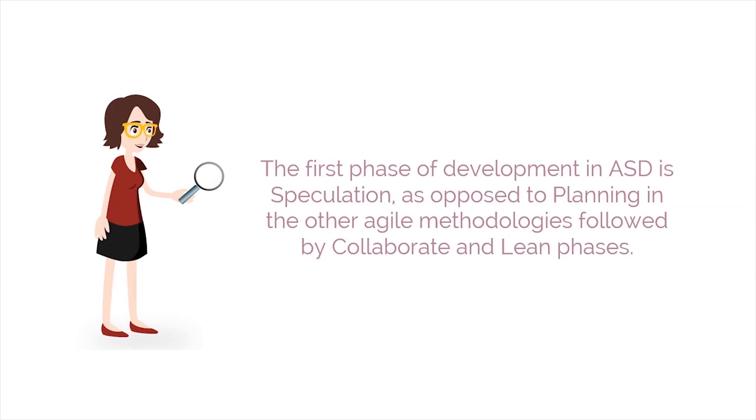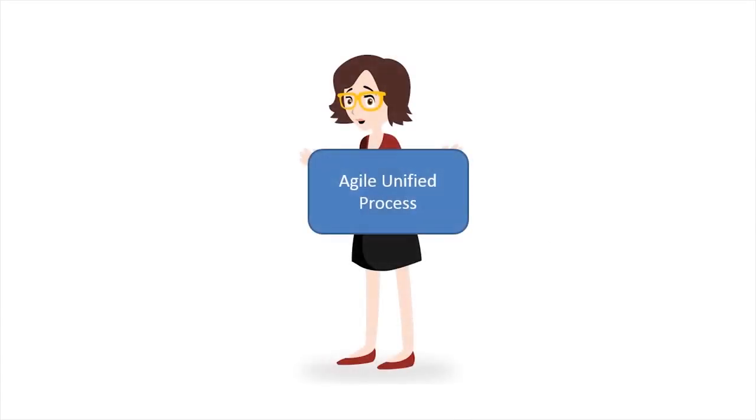The first phase of development in ASD is speculation, as opposed to planning in the other Agile methodologies, followed by collaborate and learn phases. The eighth method is Agile Unified Process.